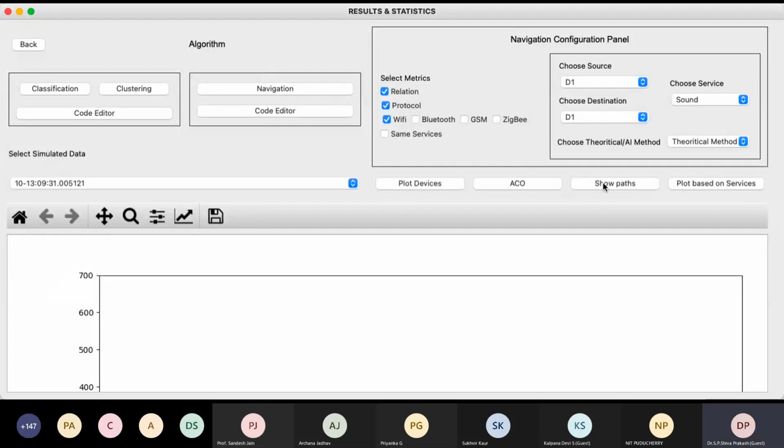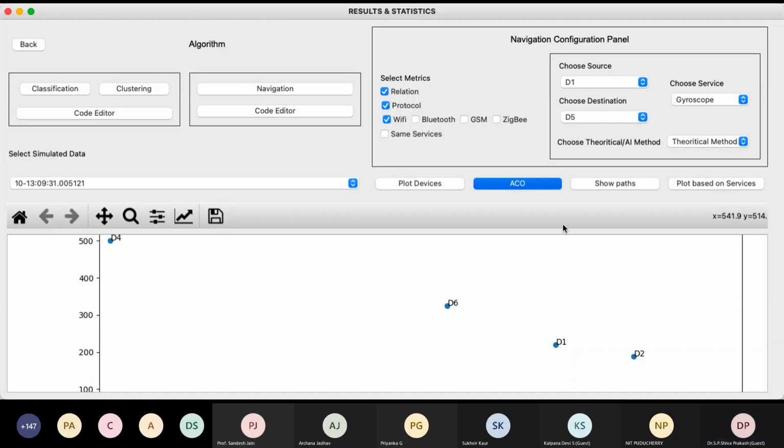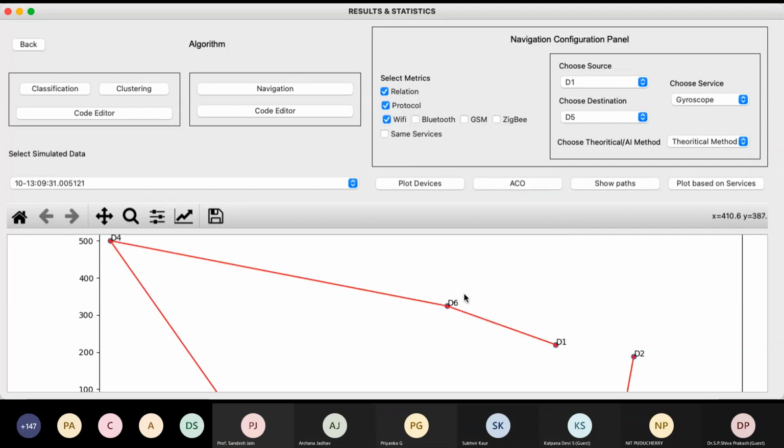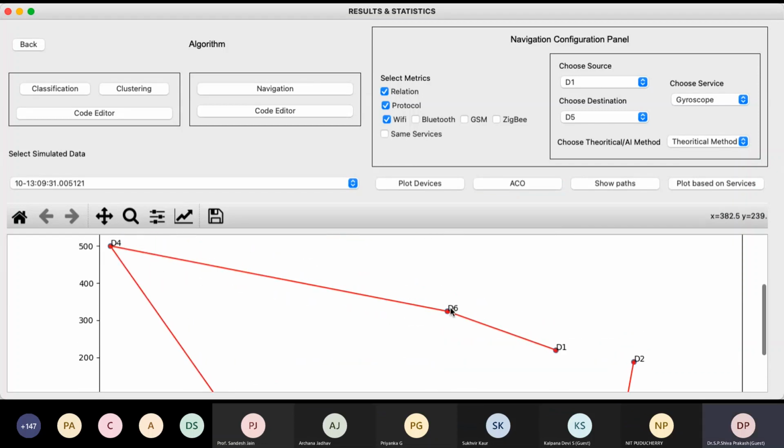We'll look into the navigations and say any destinations. You can choose any specific services, whatever services have been added there, so that will be shown here. This basically gives the path between these devices, and it uses relationship protocols as well as a criteria for this.